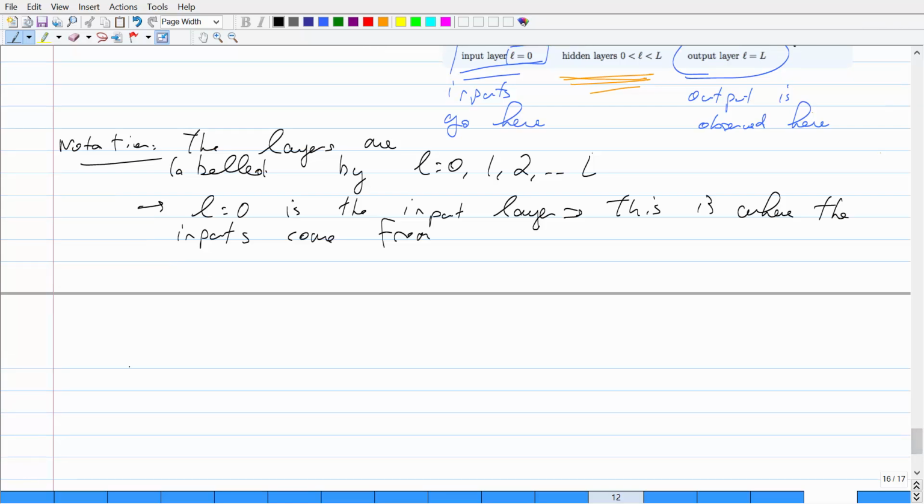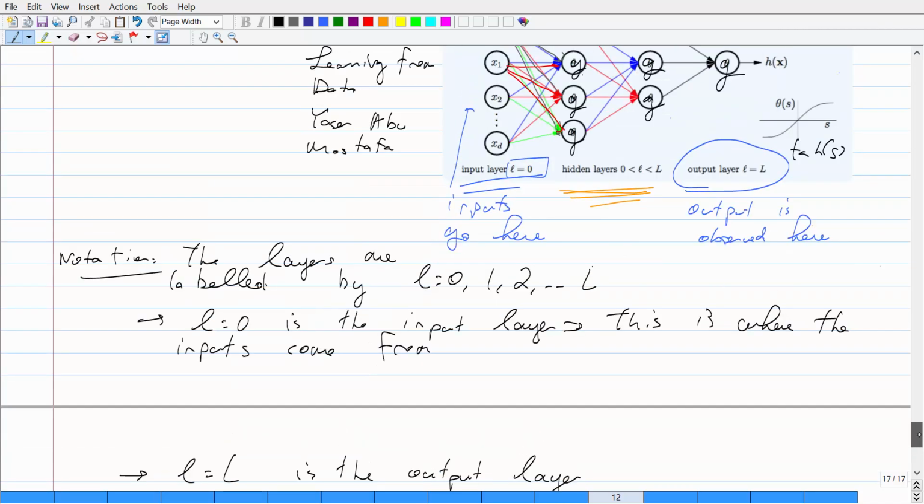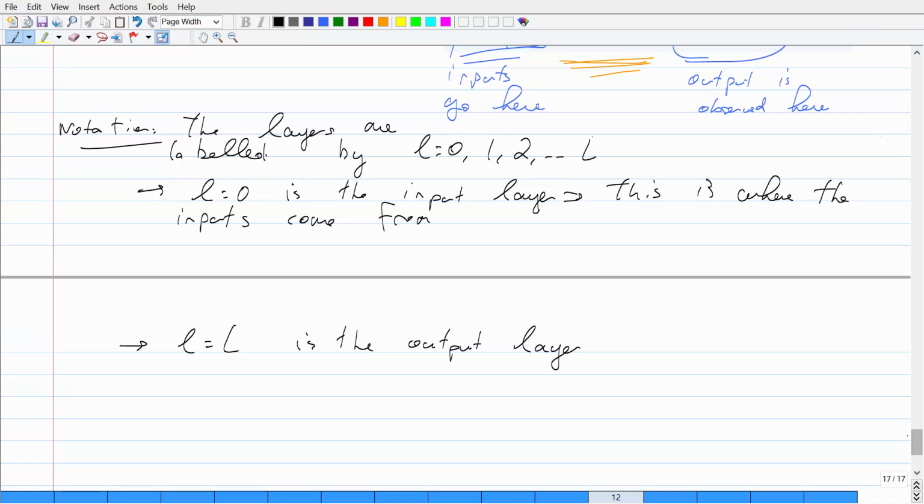Okay? And then the output layer is indexed by L, and this is the output layer. This is where you actually see the predicted outputs. There are many different architectures. There doesn't have to be just one neuron for the output; there could be 2, 3, or 4. It just depends. We'll talk about how exactly you choose the architecture later, but I just want to lay out this notation before we proceed.